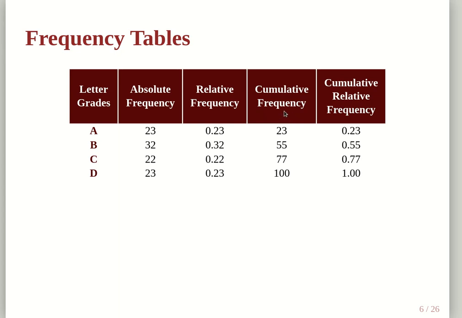Then we can also report these values in terms of a cumulative frequency that can either be expressed in terms of the absolute count or the relative frequency. So in here, the only thing we're doing is we're taking advantage of the fact that these letters have some sort of order. So we know that an A letter grade is in general indicative of a better performance than a B letter grade, which is in itself indicative of a better performance than a C letter grade, and so forth.